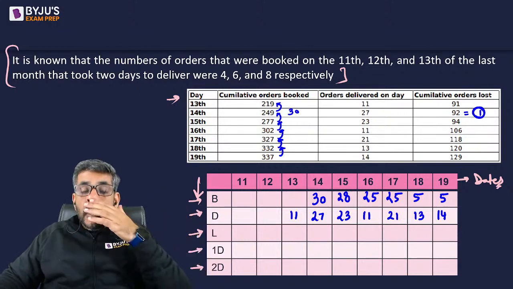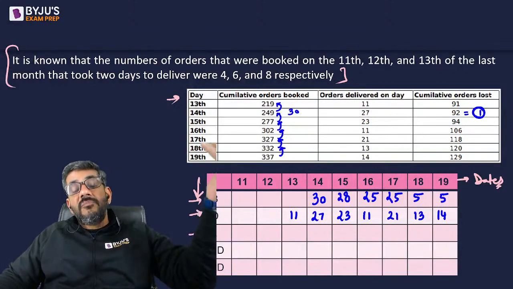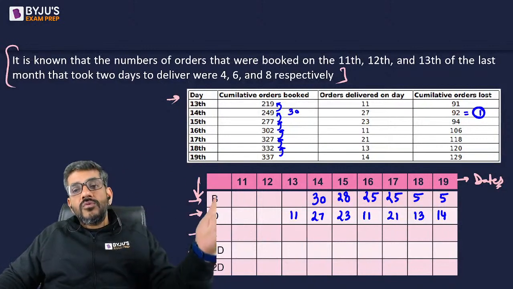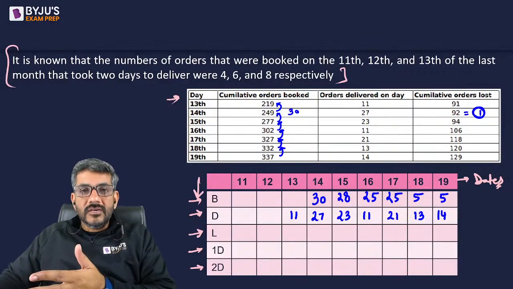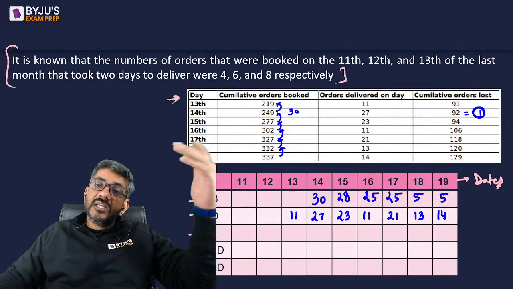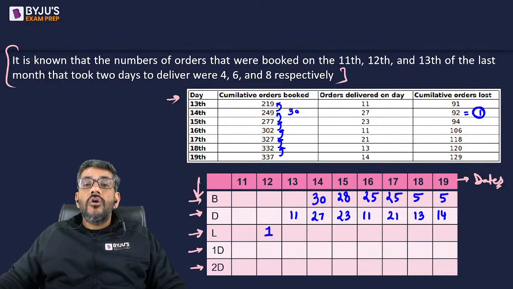An order is marked lost on a day when it was booked 2 days before, right? It must have been booked 2 days before. If it was booked 2 days before and in the next 2 days they were not able to deliver it, only then they mark it lost, no? So if they are marking something as lost on 14th, it must have been booked on 12th. So on 12th, one order was booked which was marked lost.